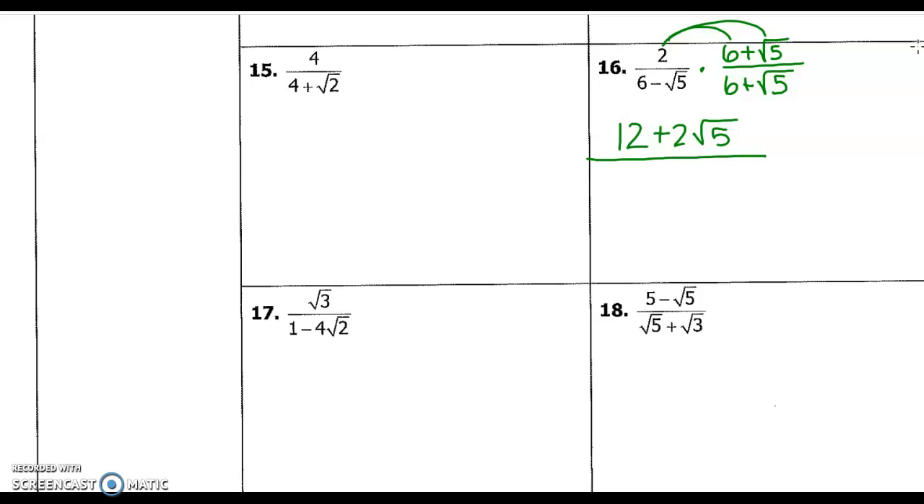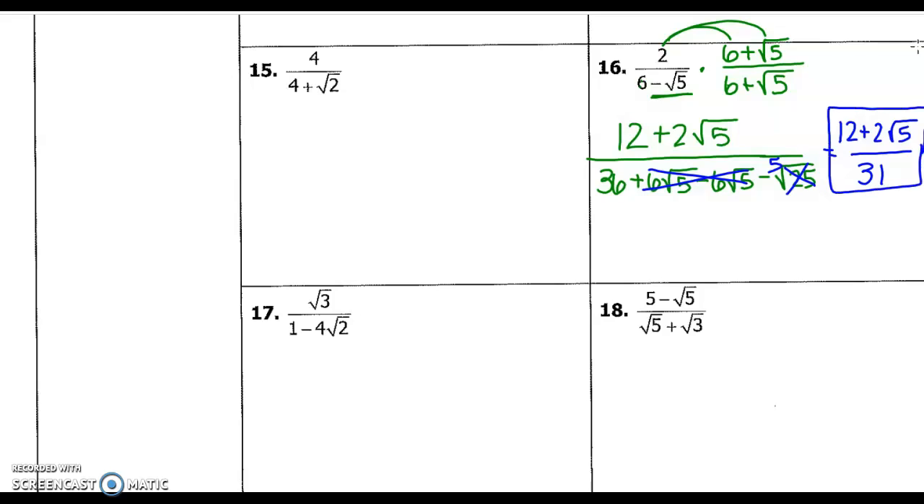On the bottom, the radicals will disappear. 6 times 6 is 36. 6 times radical 5 is positive 6 radical 5. Back through by negative radical 5 times 6 is negative 6 radical 5. And negative radical 5 times positive radical 5 is negative 5. 36 minus 5 is 31. And on the top, 12 plus 2 radical 5. I look at my outsiders, 12, 2, and 31. Not reducible. That is done.